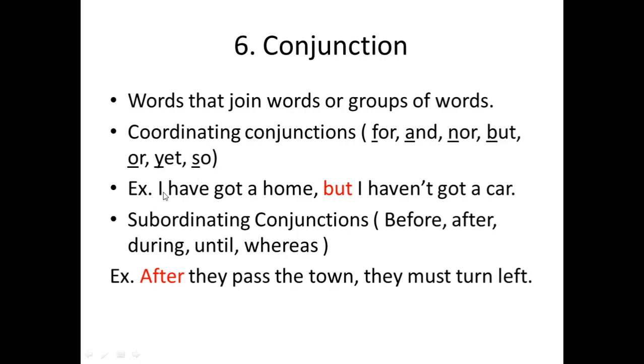Okay? This is an example. I have got a home, but I haven't got a car. Okay, so this is the conjunction, the coordinating conjunction. It joins two sentences together, or two groups of words, we can say. So that's the function of conjunction. It joins sentences, words, groups of words together. Okay? And the reason, you may ask, I underline the first letter of each word, right?